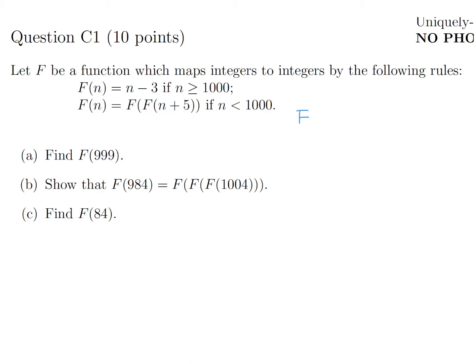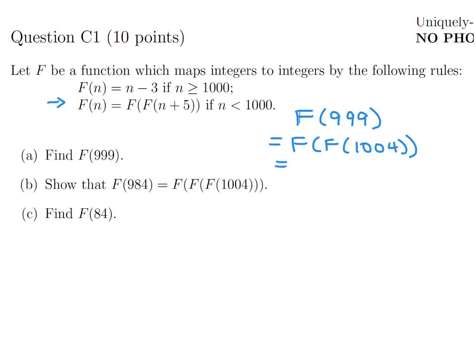F at 999. All right, well, I think we simply just have to abide by the rule. So f at 999, well, 999 first of all is greater than 1,000 or less than 1,000? It's less than 1,000, so we have to go with that rule. So that's going to be f at f at 999 plus 5, which is 1,004.